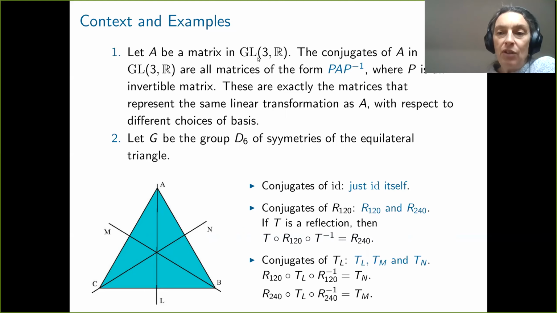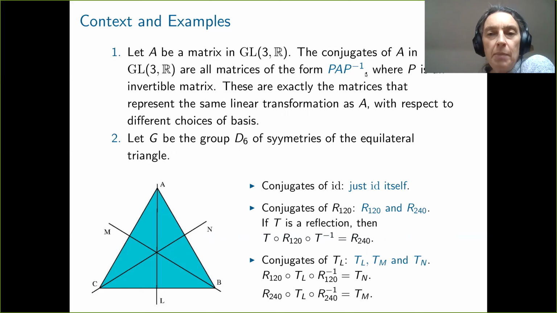But we know from the definition we've just seen that if A is some fixed invertible 3x3 matrix, then the conjugates of A in GL3R are all matrices that we can get by taking A, multiplying in front using matrix multiplication by some invertible matrix P, and behind by the inverse of P. So anything of the form PAP inverse, where P is any invertible matrix, any element of our group. And we've seen that before in linear algebra. If it looks vaguely familiar, just go back and have a look at some notes from linear algebra courses.